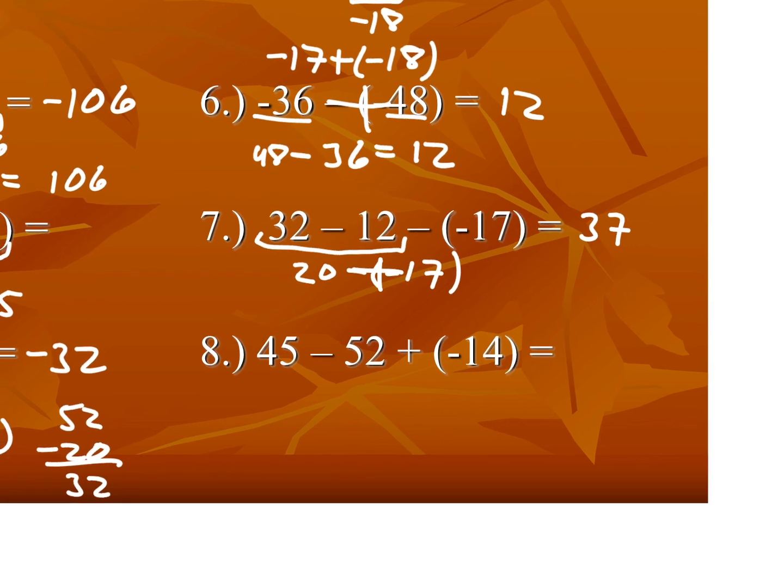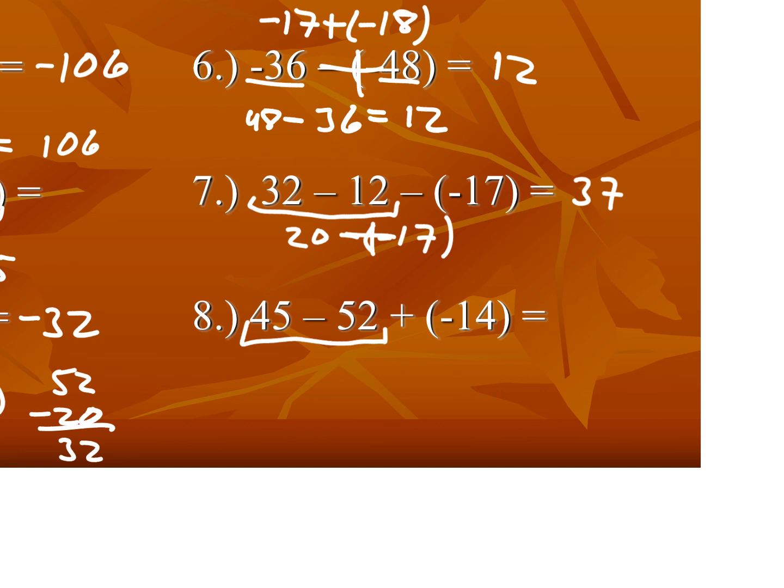All right, and then lastly, number 8. Again, go left to right if you see 3 numbers there. 45 minus 52. So I would change the subtraction to an addition, change 52 to be a negative 52, and then follow the rules for addition. So we do 52 minus 45. That should get you 7. And then between 52 and 45, 52 has a negative, so we're going to get a negative 7.